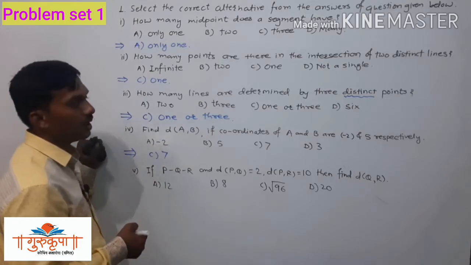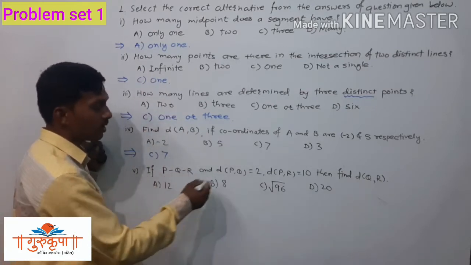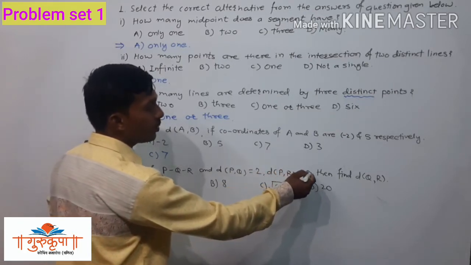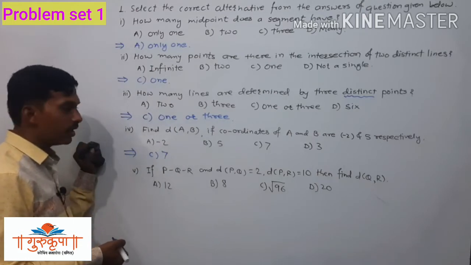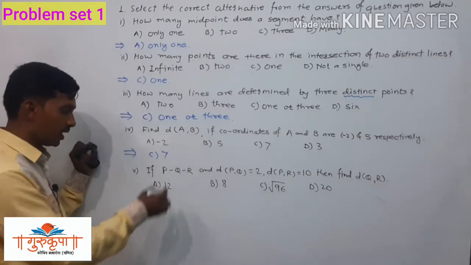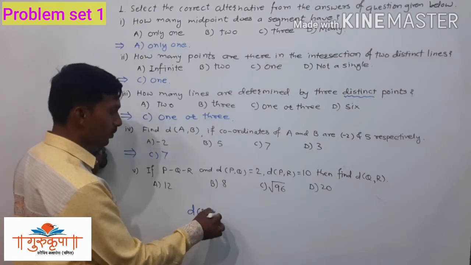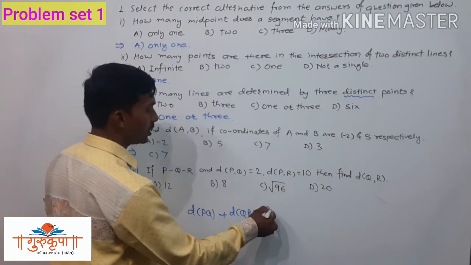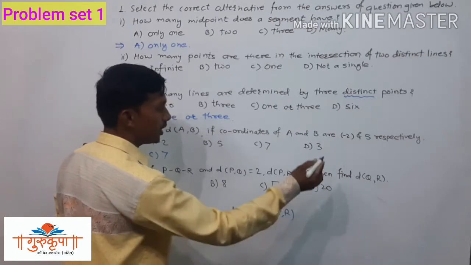And we have the last example from the first question: if Q is in between P and R and distance PQ is equal to 2, distance PR is equal to 10, then find the distance QR. Here we are given that Q is in between P and R, so we can write distance PQ plus distance QR is equal to distance PR, and from this information we will get the distance QR.